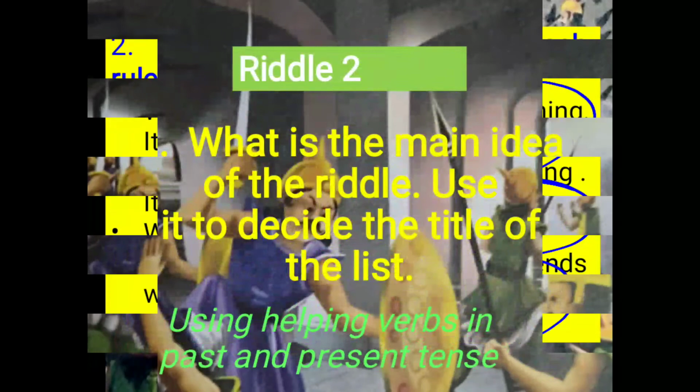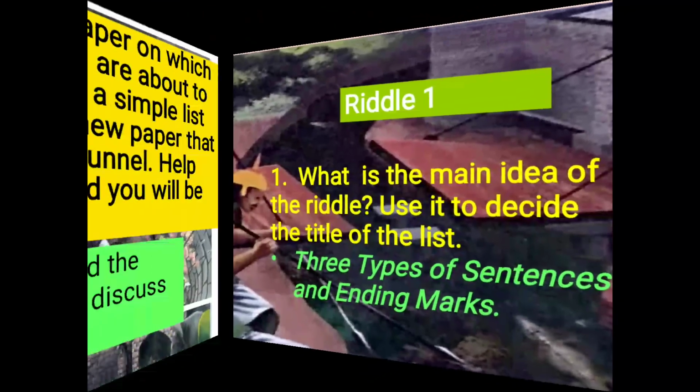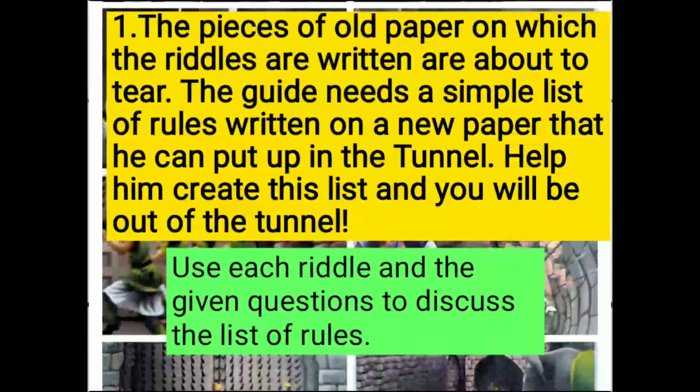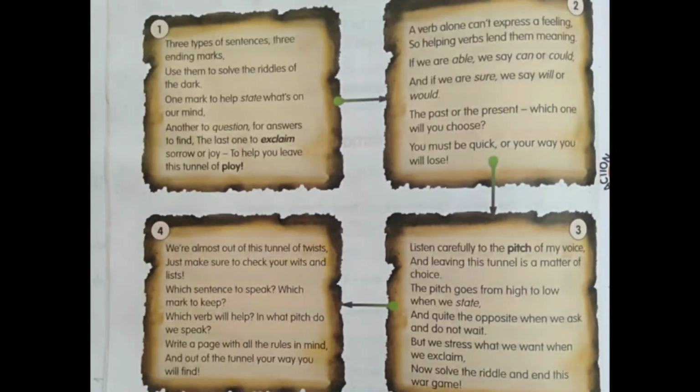Everyone listen to me carefully and answer my questions. Same questions are applicable for all the riddles. Okay. Put your fingers on the words and listen to me carefully. Riddle 3. Listen carefully to the pitch of my voice, and leaving this tunnel is a matter of choice. The pitch goes from high to low when we state, and quite the opposite when we ask and do not wait. But we stress what we want when we exclaim. Now solve the riddle and end this war game.